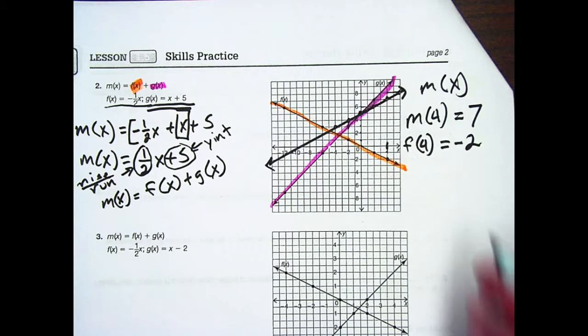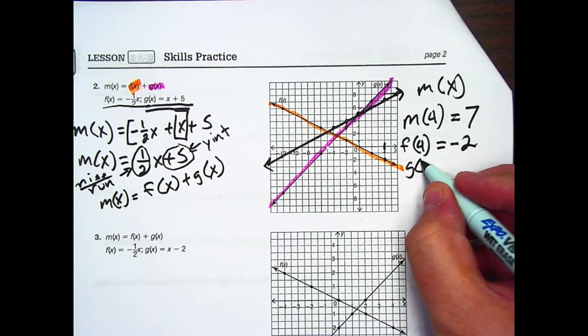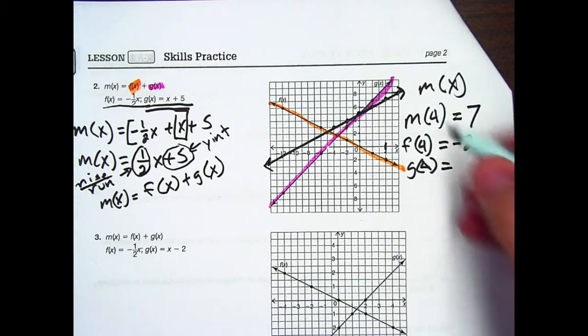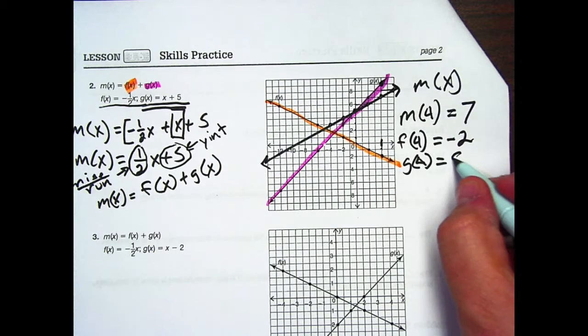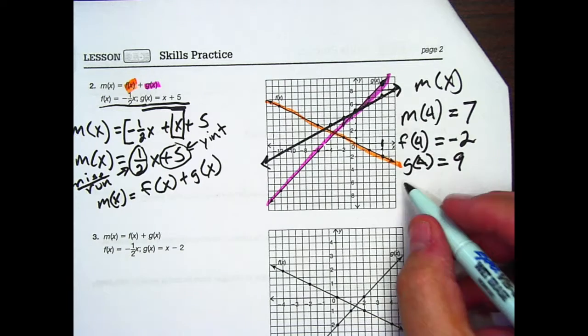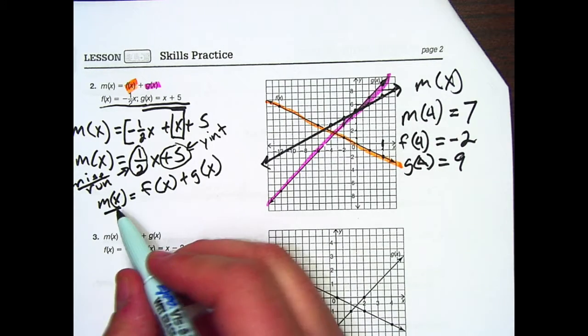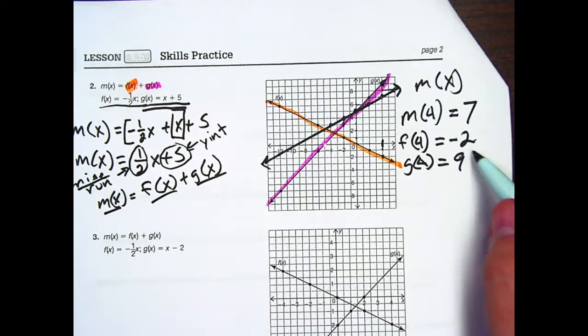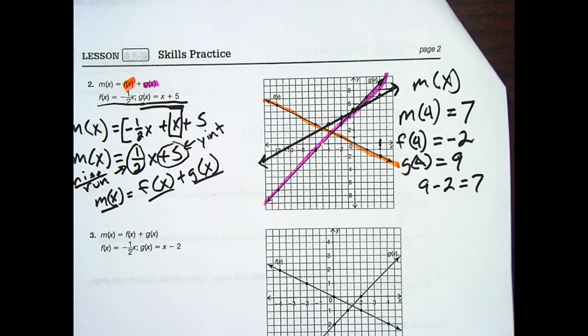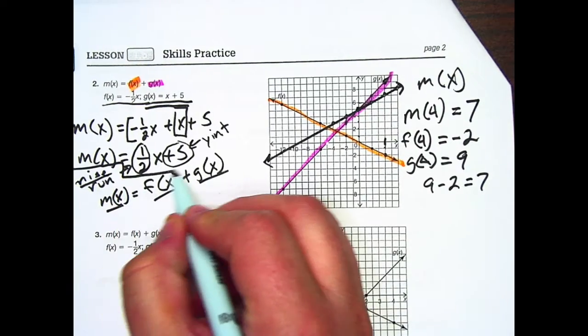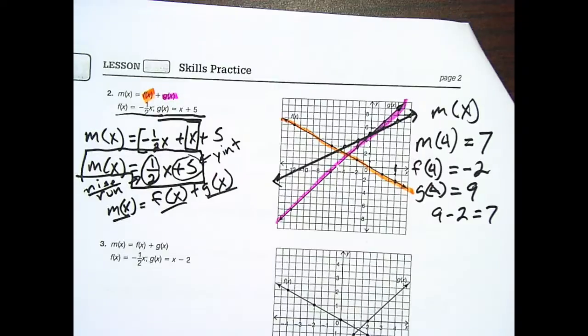Next, we want to figure out what g of 4 is. G of 4 is this one right here, and that looks to be 9. Well, remember, if I said that m of x is equal to f of x plus g of x, what is 9 minus 2? 7. Does that work out? Absolutely. Now, I'm not going to go through and do a bunch of points, but clearly m of x is this equation right here. Does that make sense?